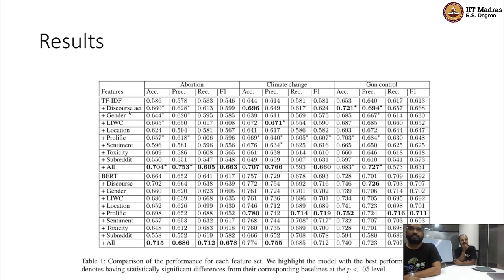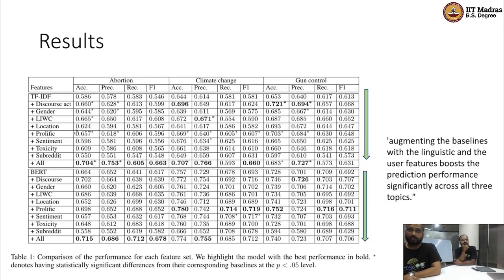Now let's add one feature, that is discourse. We get 0.66 as an accuracy. Now to the TF-IDF, let's just add gender. We get 0.644, and so on and so forth. Now the last row in this whole bucket is TF-IDF plus all of these features combined, and that is the accuracy, precision, recall that we are getting. Based on these models and the performance measures that they get, what the authors take away from this table is that augmenting a particular baseline with all of these features invariably, across all the topics, be it abortion, climate change or gun control, increases performance. And as you keep adding more and more linguistic features, the performance keeps increasing.